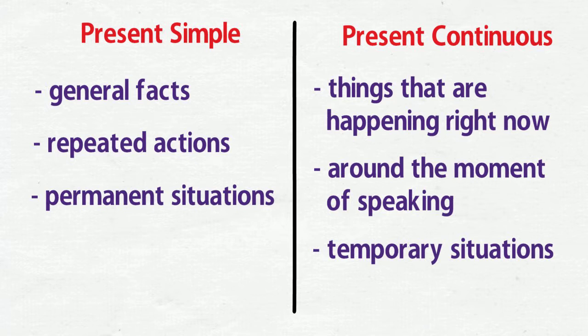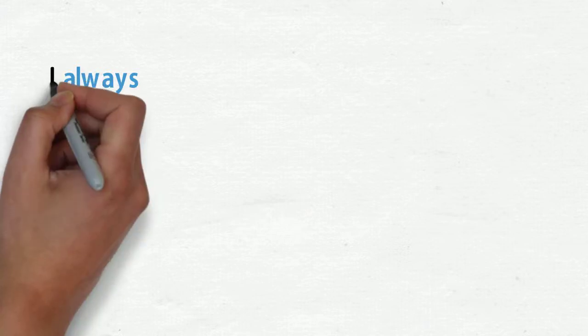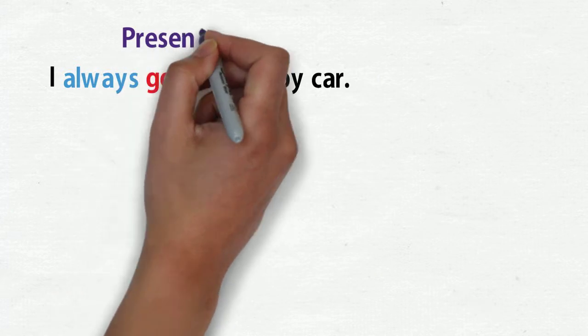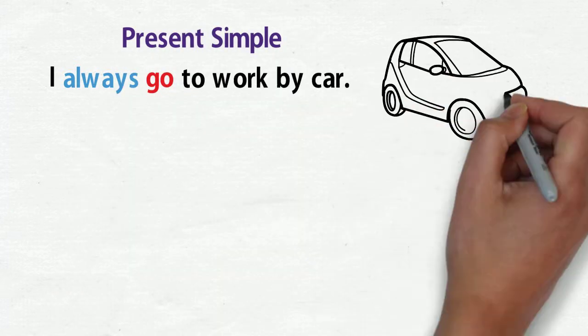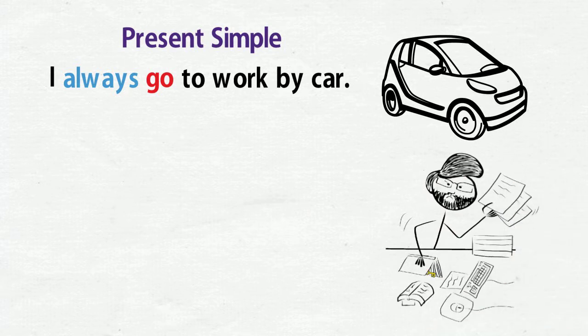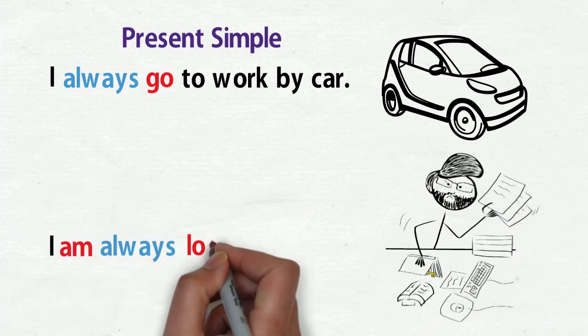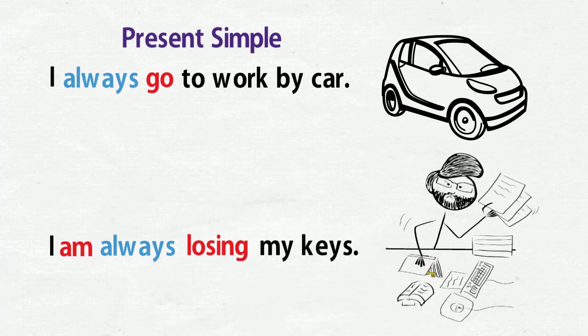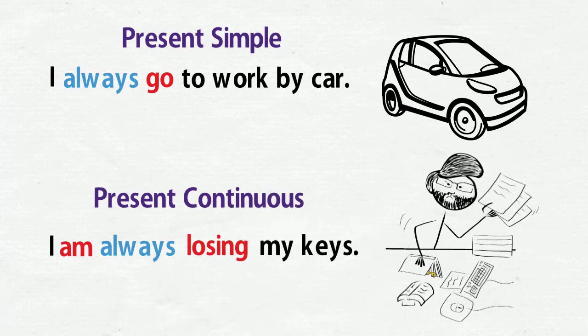And now it's time for me to ask you something. In our present simple series of videos, we said that we use the adverb always with present simple. So the sentence, I always go to work by car, is a normal present simple sentence. Now let's take a look at this sentence. I'm always losing my keys. Here we also used always, however we used it with present continuous.